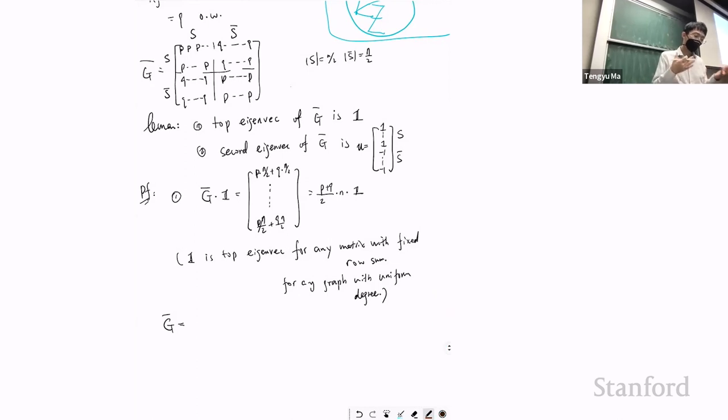Now, how do we see the second eigenvector is this vector U that we're looking for? My way to think about it is that you subtract from G bar this background matrix, 1, 1 transpose times Q. So basically, you subtract Q from every entry of this matrix. 1, 1 transpose times Q is really just a matrix with all entries being Q. And then what's left is this matrix, where R equals P minus Q.